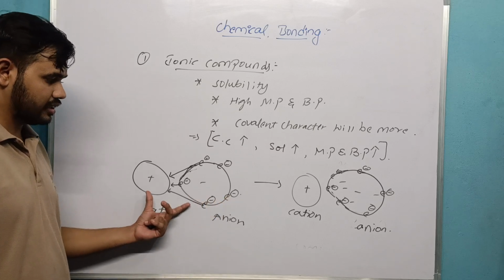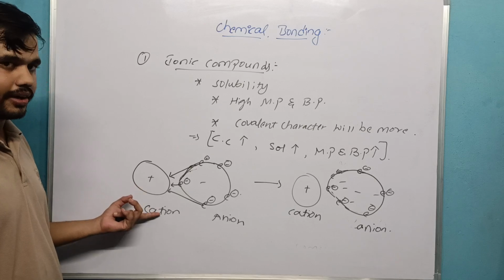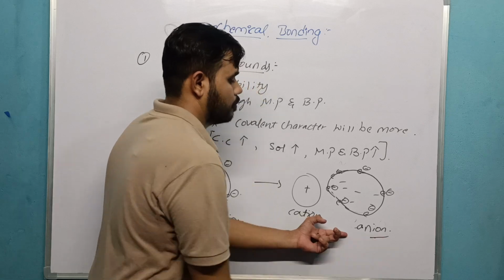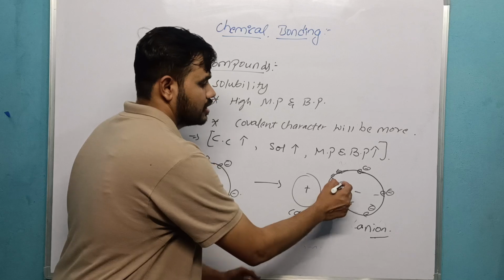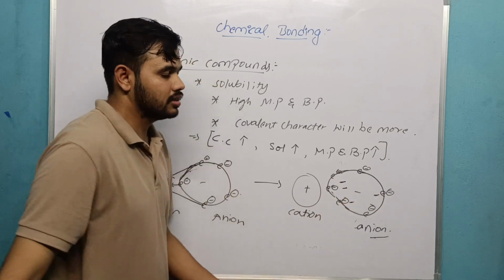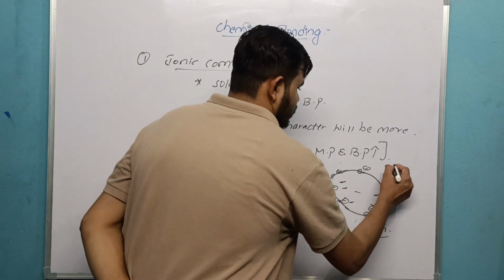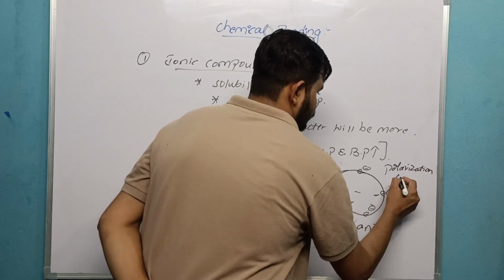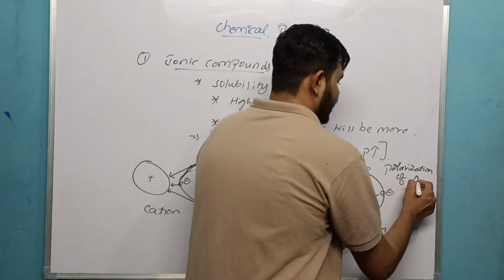During this change in shape, due to the force of attraction of the cation, the shape of the anion is changed, and that creates poles in the anion. Poles means charges. This process is called polarization. We are doing polarization of the anion, right? Polarization of anion.